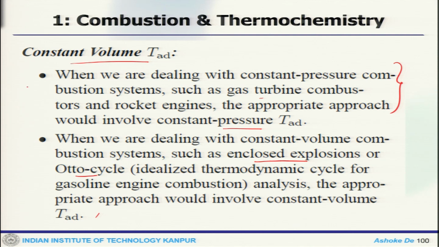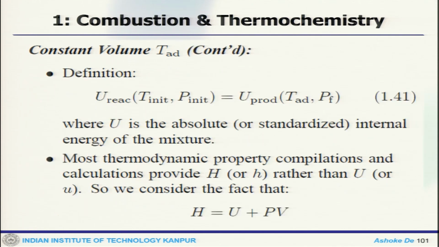So, there is a big difference between these two processes. One is constant pressure, P constant, and this is V constant. Now, when you come to the constant volume adiabatic flame temperature calculation, you get U reactant, the absolute internal energy. U stands here not for velocity, it is the internal energy at initial temperature and pressure. It should equal the product internal energy, the absolute internal energy at adiabatic flame temperature and pressure.